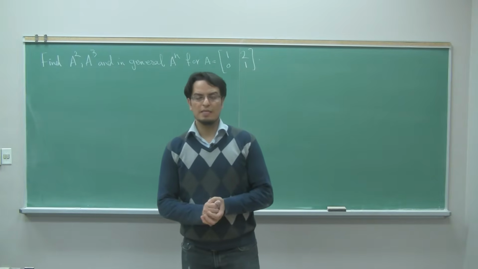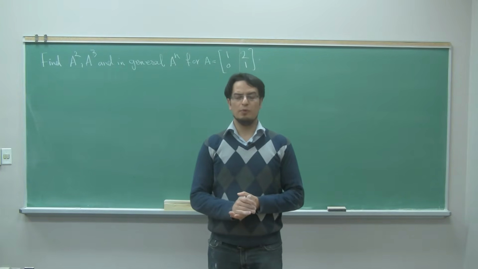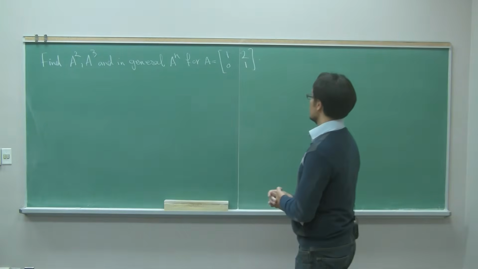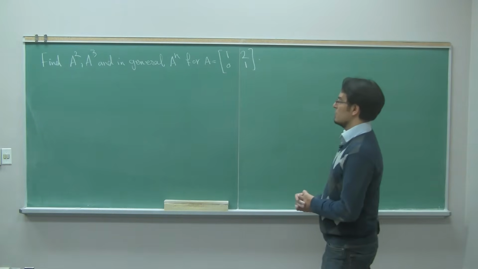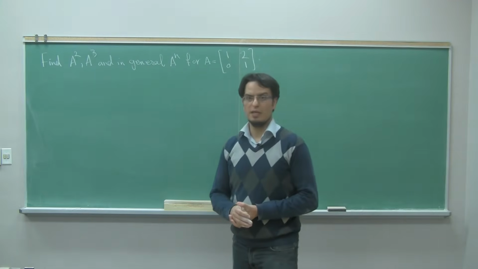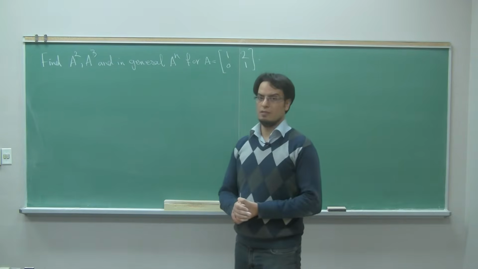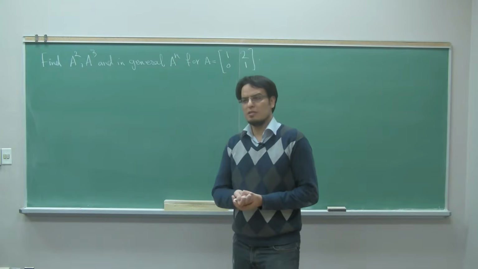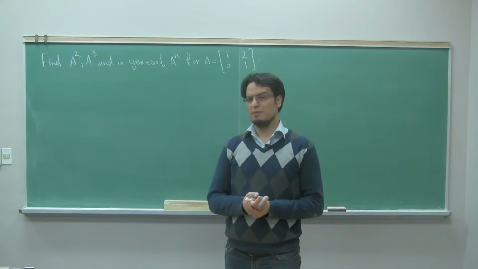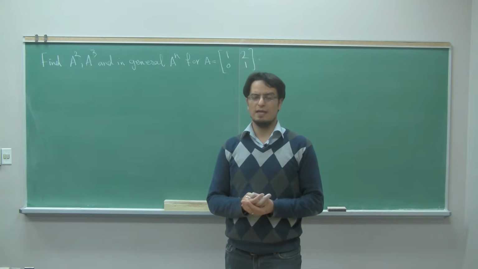Hello. In this Labtube, I will solve an example about powers of square matrices. The matrix is [1, 2; 0, 1], and the question says find A², A³, and in general, Aⁿ. At the beginning, questions like this might be confusing. What does it mean to find Aⁿ?